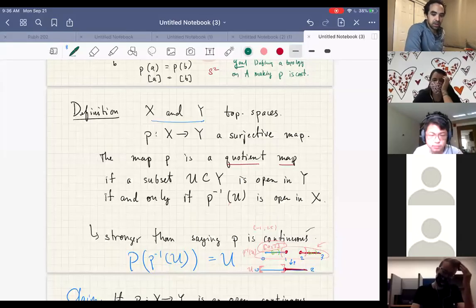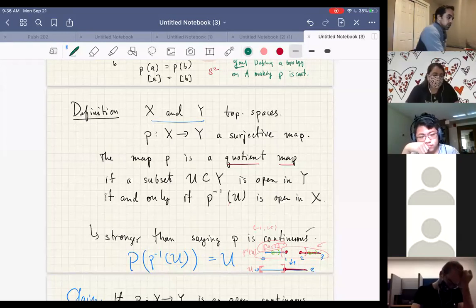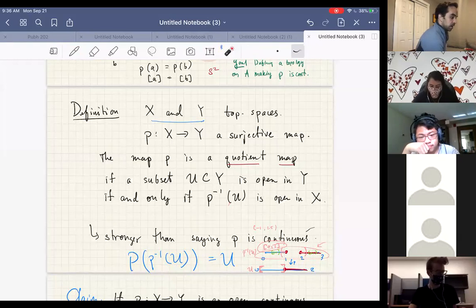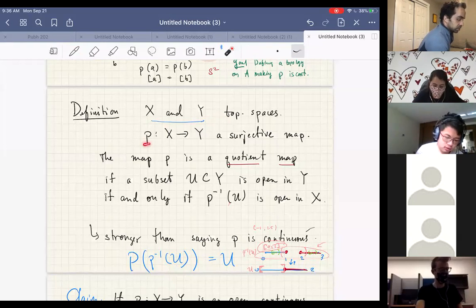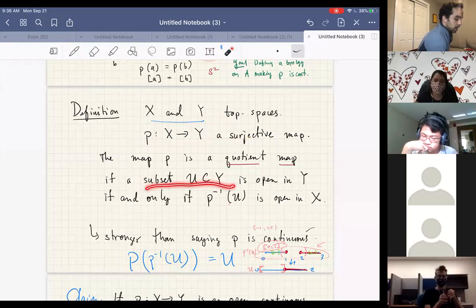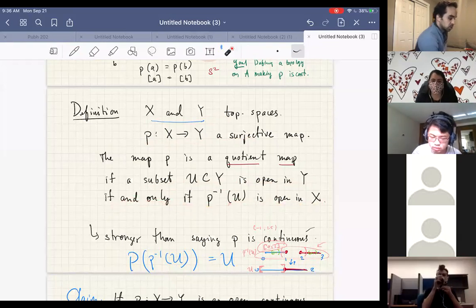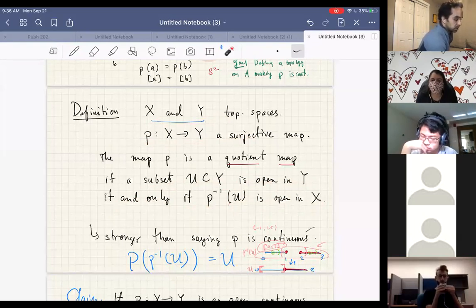Okay, so last time we started talking about the quotient topology. We defined what a quotient map is. If X and Y are topological spaces, then a quotient map is a surjective map with the following property: a subset U of Y is open in Y if and only if its inverse image is open in X. So this is clearly stronger than continuous. This says that those subsets of Y, I can determine if they're open by looking at their inverse image.